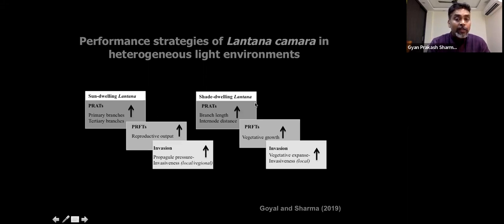For shade individuals, branch length and internode distance is increasing, vegetative growth is taking place, and vegetative expanse is increasing. The invasive species is increasing in its expanse, so the area covered is more. So if we try to control this particular species, Lantana camara, in sun and shade, we will have different results. So we might have some short-term results and we might have some long-term results.